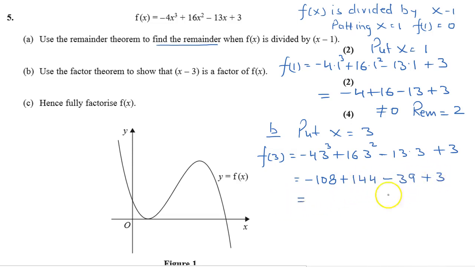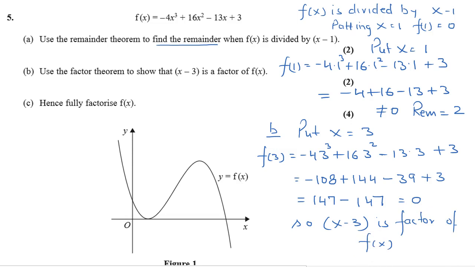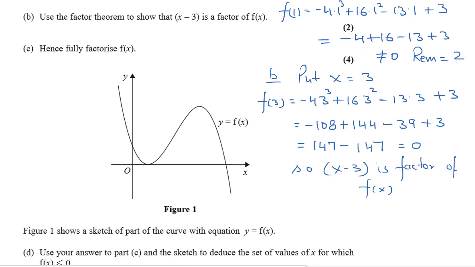So the positive is 144 plus 3, which is 147, minus 147. So it shows that x minus 3 is a factor of f(x) because this is 0. Hence, fully factorize it.